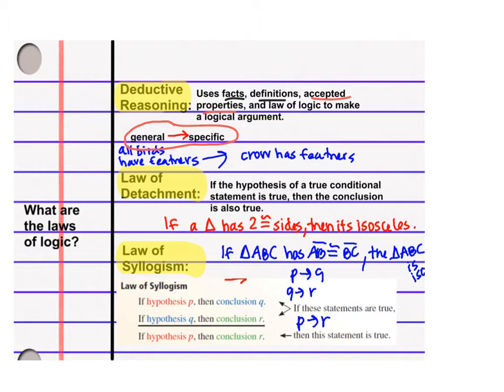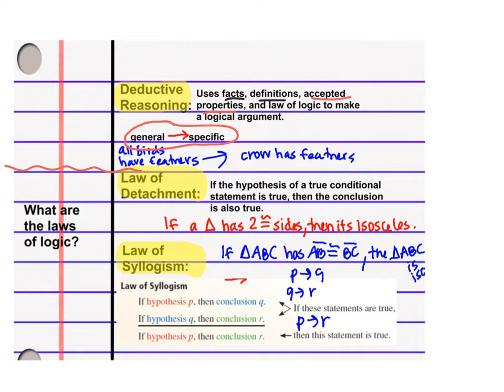So for example, I got this from Mr. Dowd too, by the way. A general statement that you might learn in science, all birds have feathers. I can use that general fact or property to then say crows have feathers. Crow has feathers. It's not very grammatical, sorry. Okay, so you're going from general to specific.